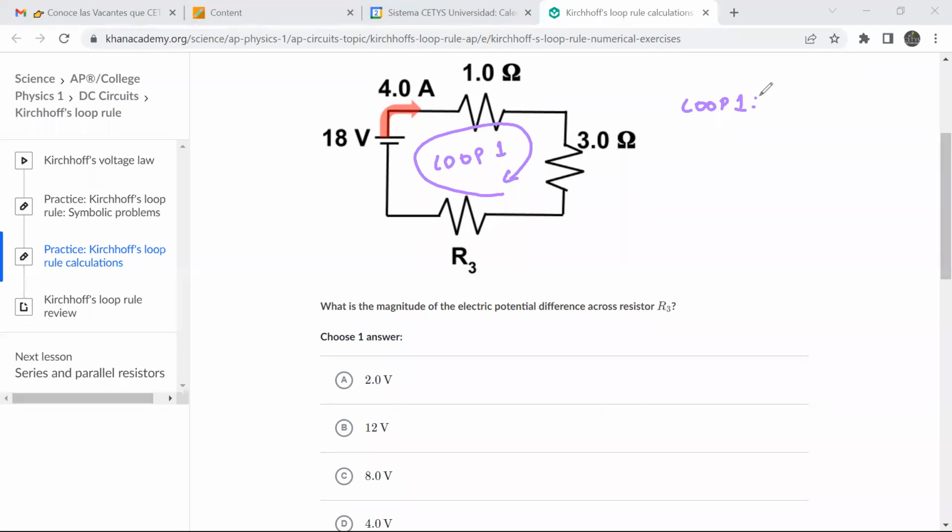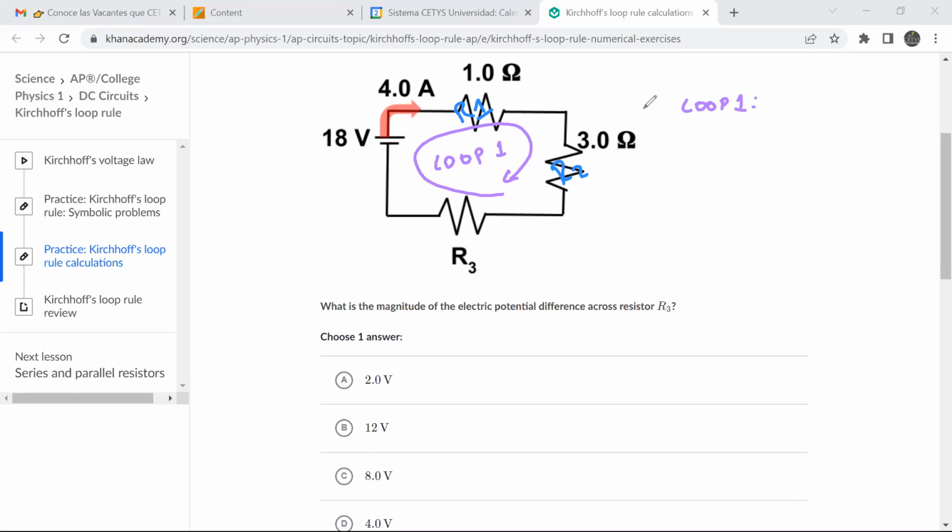Let me move this. I'm going to call this resistor 1. I'm going to call this resistor 2, and this one is 3, which is the one we don't know about. So let's go around the loop. I'm going to start here. What is the first thing we find if I go here?